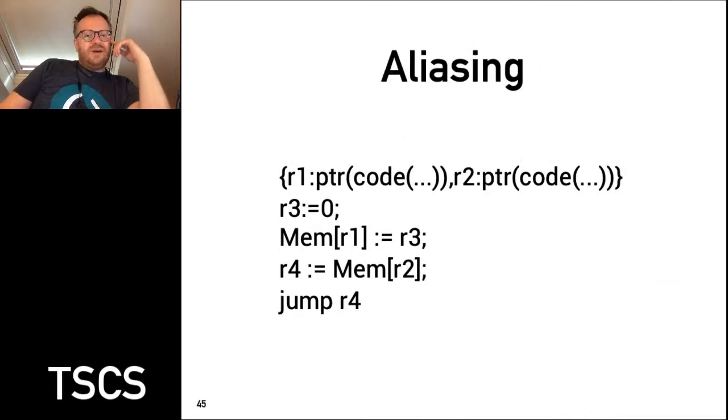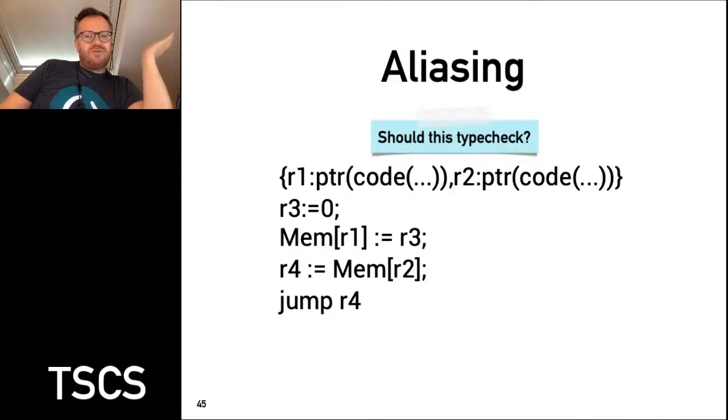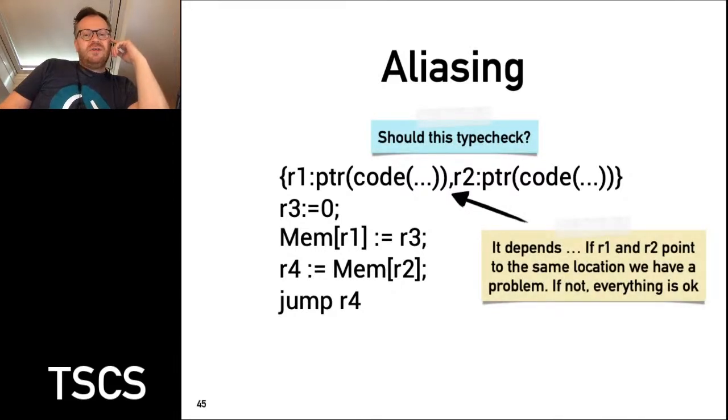We also need to take care of aliasing, as you can see here. We can have two registers that point to the same code. We don't know that. But should this type check? Of course, it depends. If R1 and R2 point to the same location, we might have a problem. If not, that might be okay. If we don't jump to that, who cares if you overwrite code? This is also pretty neat.